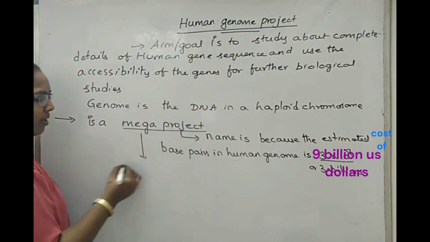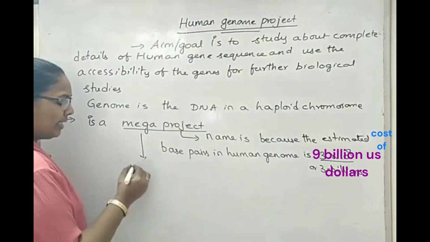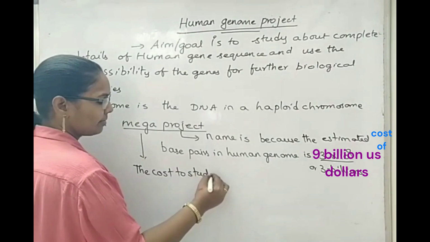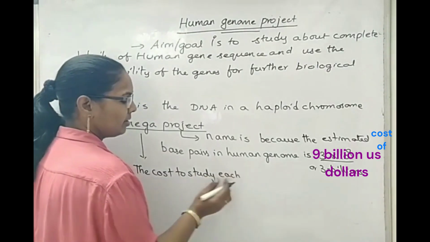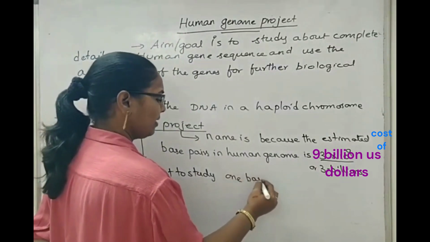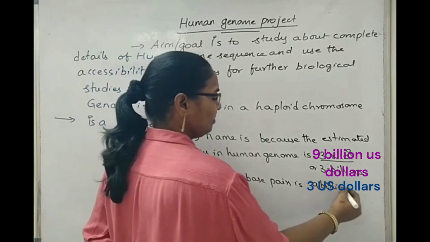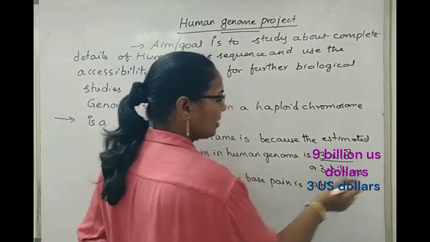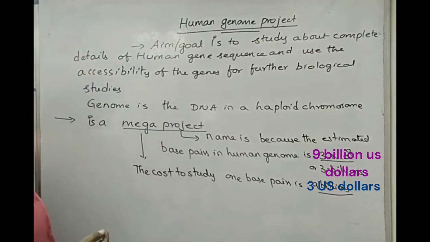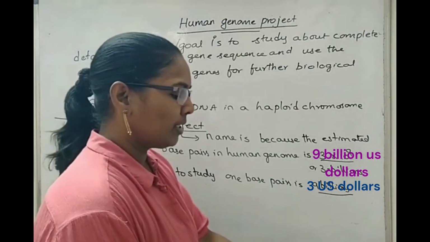And also the cost of the study of each base pair was estimated as 9 billion. The cost to study one base pair is 9 billion. Because of the cost and the number of base pairs to be studied, it was considered a mega project. Now we will see some of the characteristics or salient features of the Human Genome Project.